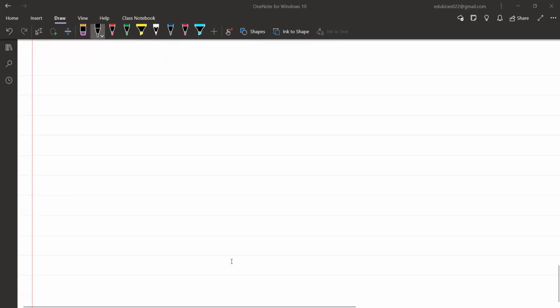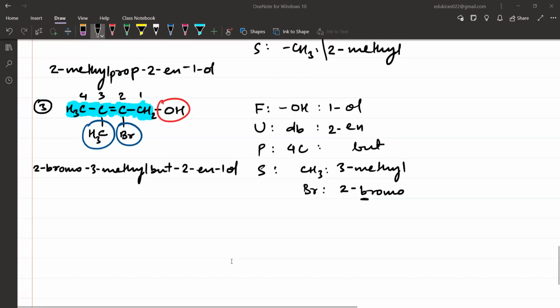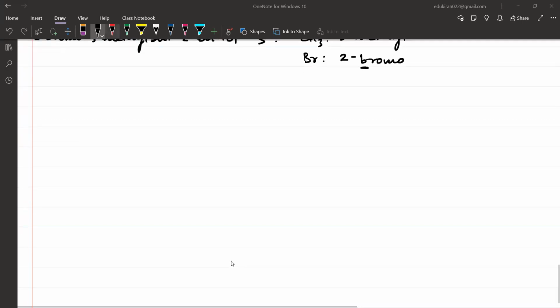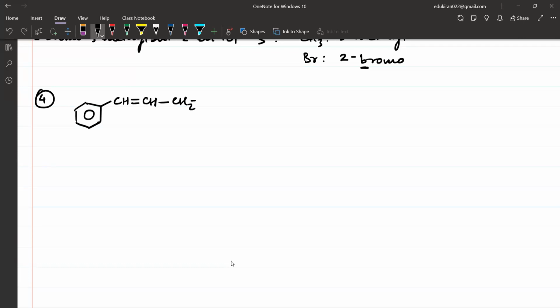I am doing this question because it is a bit tricky. All of these questions were asked in previous years. The fourth question was also asked in a previous year. It was something like this: there was a phenyl, that means a benzene ring. This benzene ring was attached to CH, doubly bonded with CH, and this CH had CH2OH.